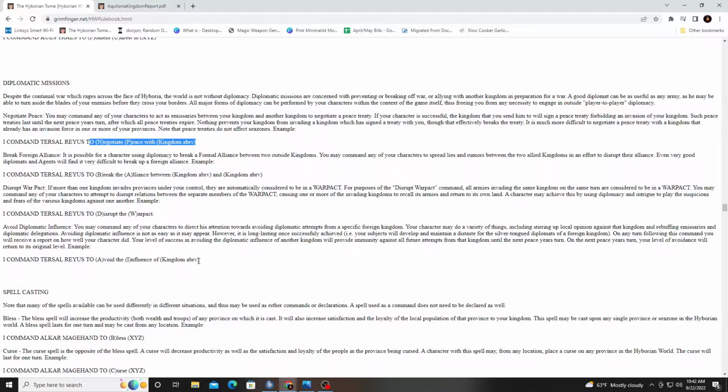So if someone tried to come and get a peace treaty on you, there's a little resistance they have to get through. Your goal, typically, is to raise that avoidance all the way to superior, because with superior avoidance it is the most difficult for a diplomat to get a peace treaty on you. So avoid influence, another real simple one. First parenthesis gets an A for avoid. Second parenthesis gets an I for influence. Third parenthesis gets the kingdom abbreviation.